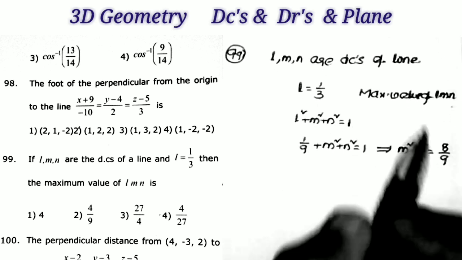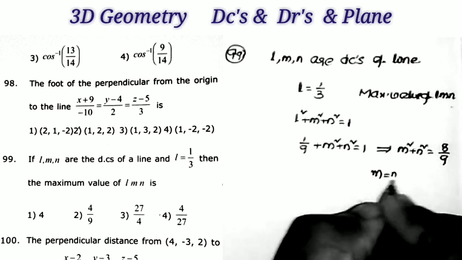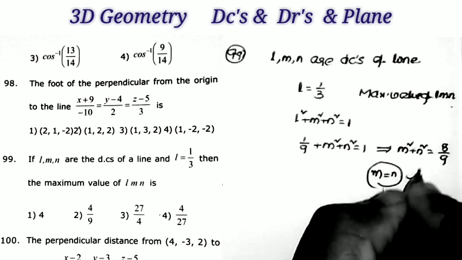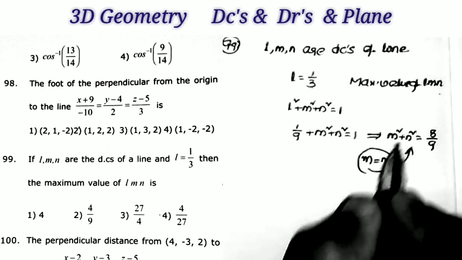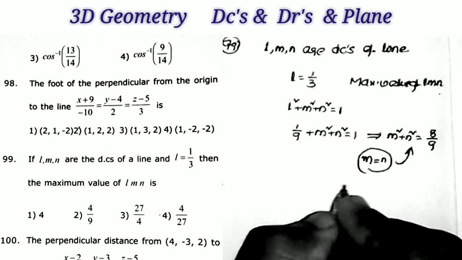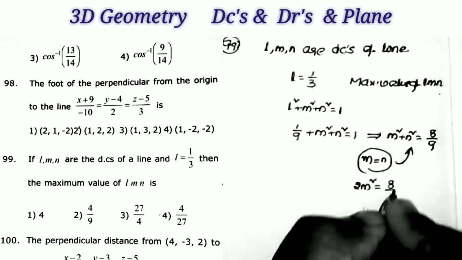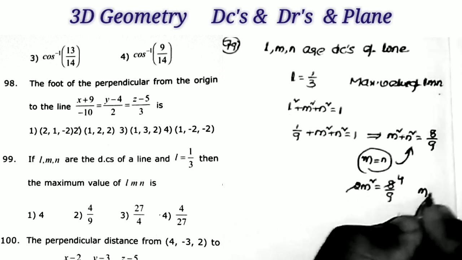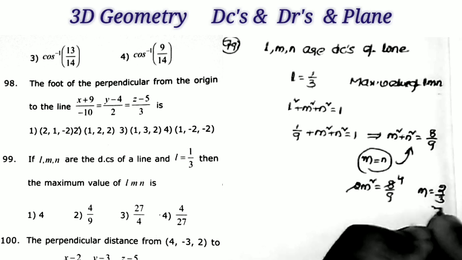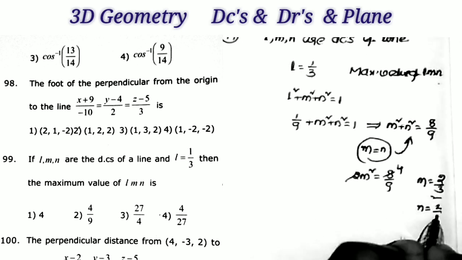Okay. Now we want the maximum value. So to get the maximum value, we have to take M is equal to N in this equation. Okay. To get the maximum value, we replace M is equal to N. That is M square plus M square, 2M square is equal to 8 by 9. That is M square is equal to 4 by 9. Therefore, M is equal to 2 by 3. Okay. M is equal to 2 by 3. Then N is also equal to 2 by 3.